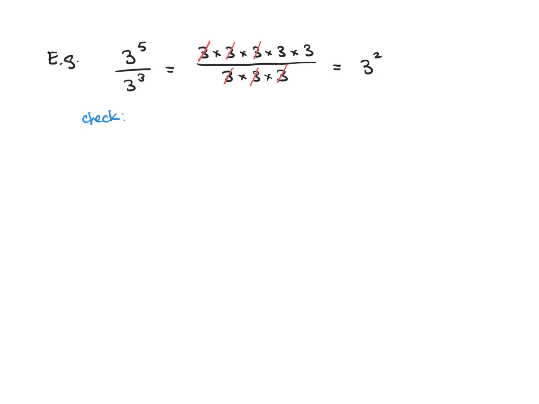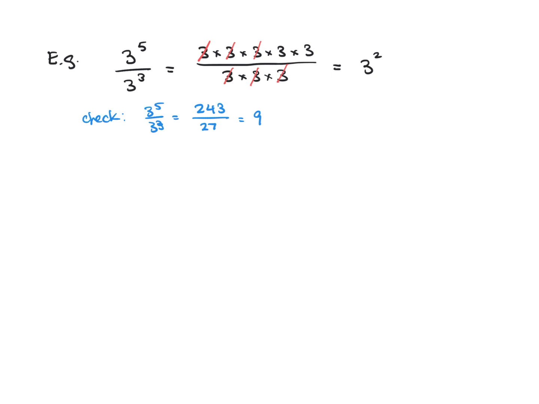So 3 to the 5 over 3 to the 3. 3 to the 5 is 3 times 3 times 3 times 3 times 3. That actually equals 243. In the denominator is 3 cubed, 3 times 3 times 3. That equals 27. And if you divide 243 by 27, you get exactly 9, which is our answer. 3 squared is 9. Okay, so that is correct.